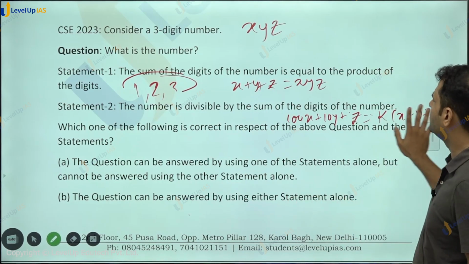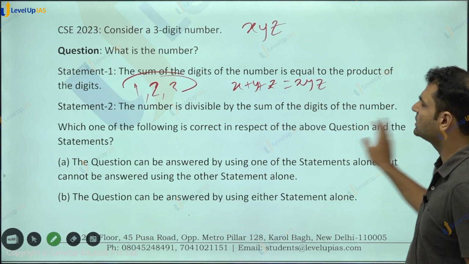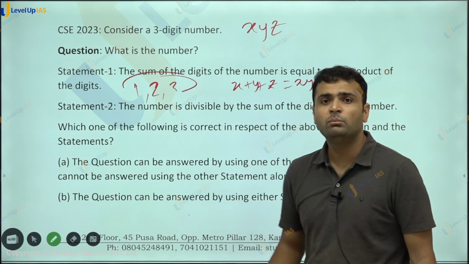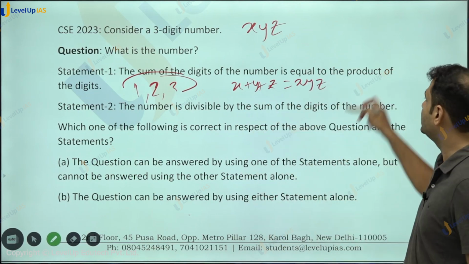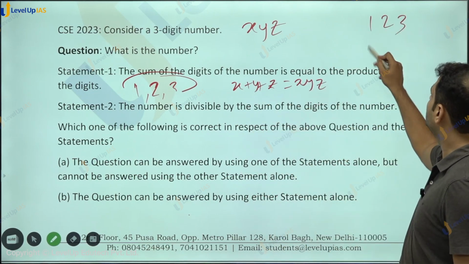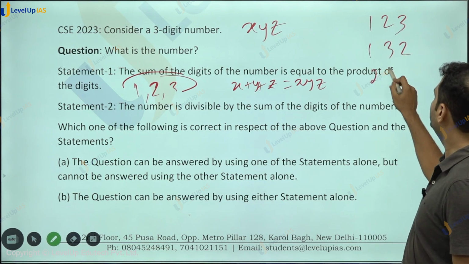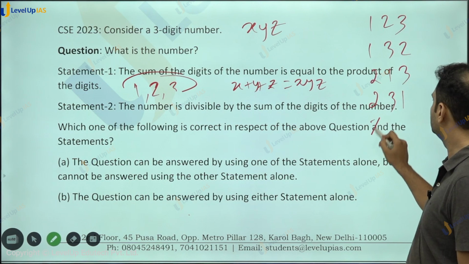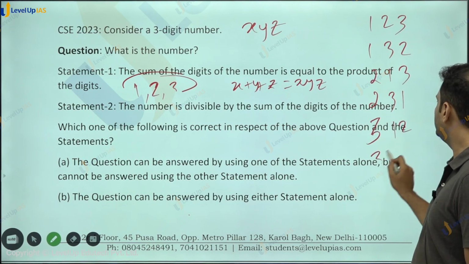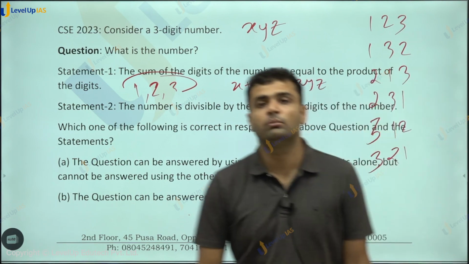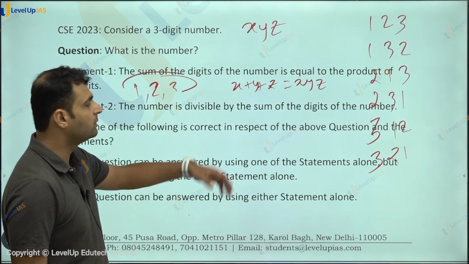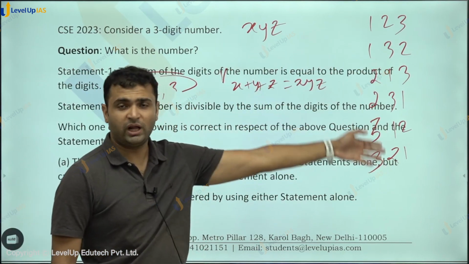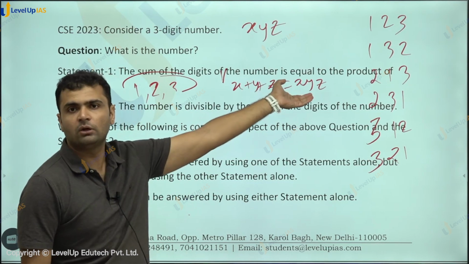This number is divisible by the sum of the digits. The sum of the digits is 3 plus 2 plus 1, which is 6. So we want to find a number which is divisible by 6. Which numbers can be formed? 1, 2, 3; 1, 3, 2; 2, 1, 3; 2, 3, 1; 3, 1, 2; 3, 2, 1. We want one of these numbers to be divisible by 6. From the first statement, we know that the number has to be one among these. But statement 1 alone is not enough.